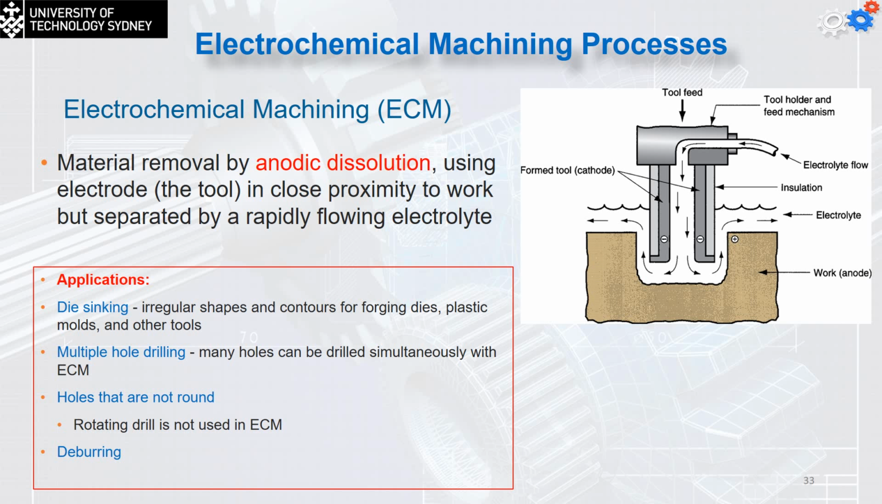The application is die sinking, irregular shapes and contours for forging dies, plastic molds and other tools. We can also use it to do multiple hole drilling, where many holes can be drilled at the same time with the ECM, if I have multiple tools. And the holes do not have to be round. For example, if I would like to have a hole which has a rectangular or hexagonal shape, which is very hard using conventional machining. And also we can use it for the deburring operation.